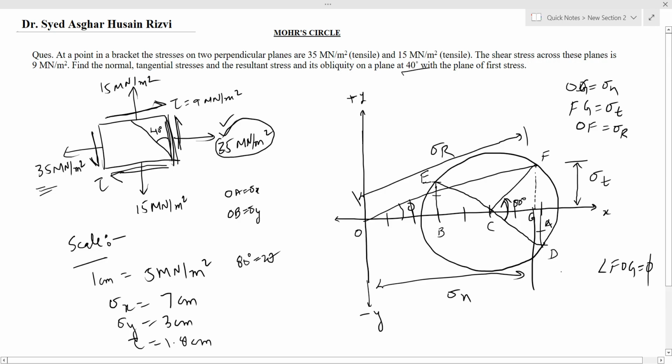This is how we will solve the numerical having two mutually perpendicular stress and a shear stress.